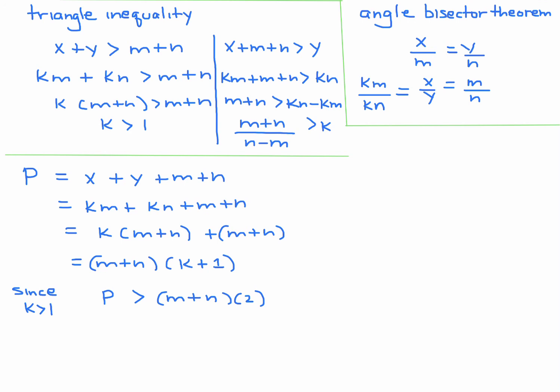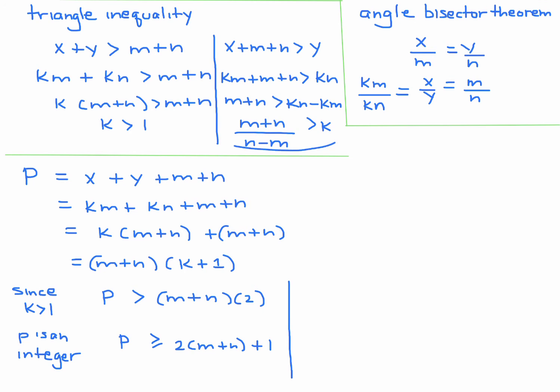Also, another thing that we know is that P is an integer. So since P is an integer, P has to be at least greater than or equal to this plus 1. So 2 times M plus N plus 1. So for example, if this was, whatever, 12, and P is greater than 12, P has to be at least 13. And that's all that is, really. Nothing too complicated. All right.